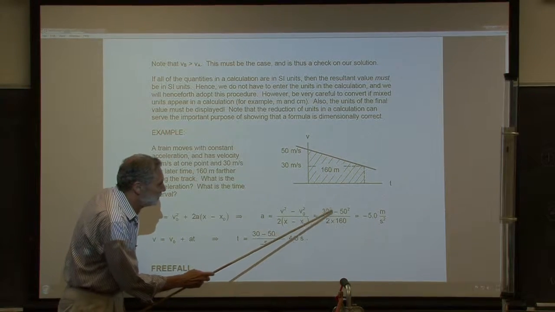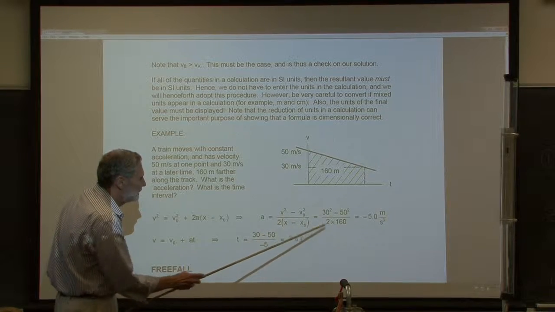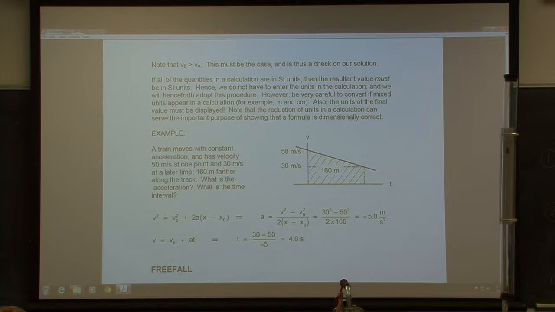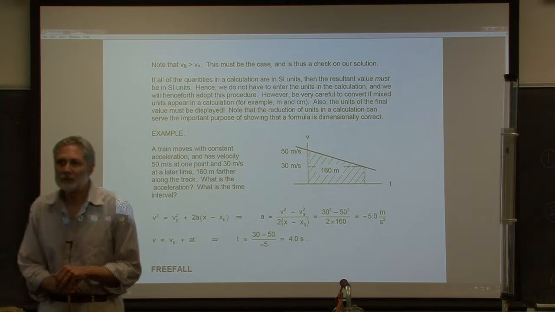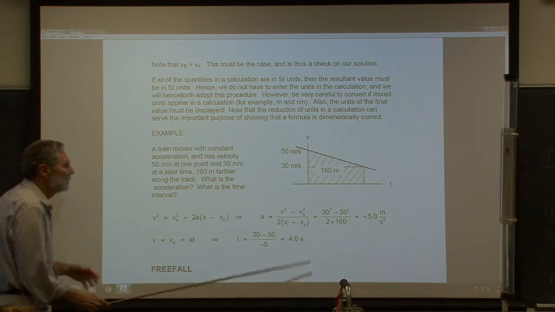I get 30 squared minus 50 squared, over 2 times the displacement, which is 160 meters. And I get an acceleration of minus 5 meters per second squared. If we had not gotten a minus sign here, we would have made a mistake. So you always want to do these simple checks. The reason is, we know this thing is slowing down. This is a negative slope.